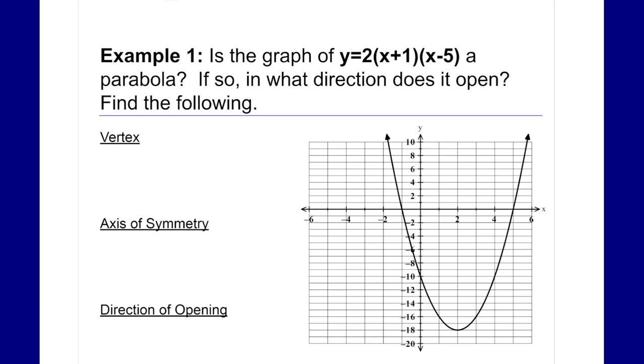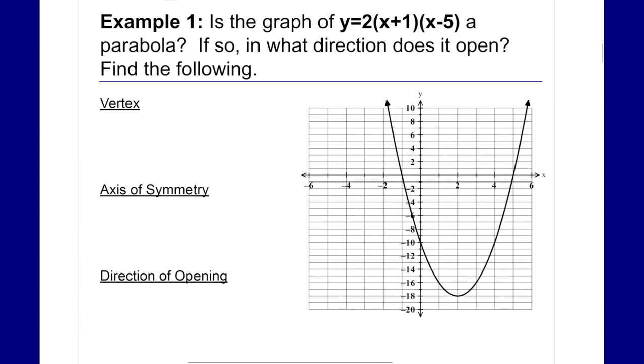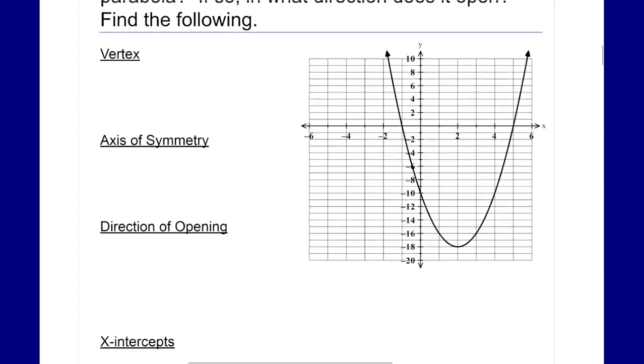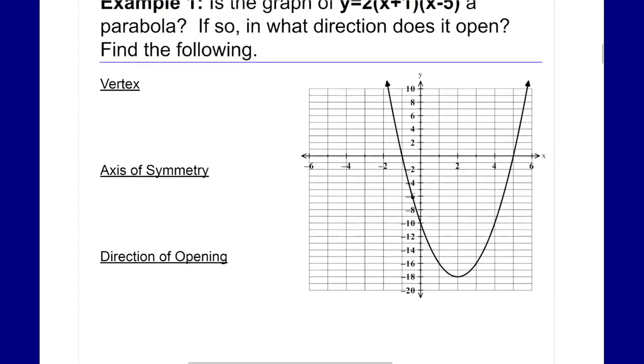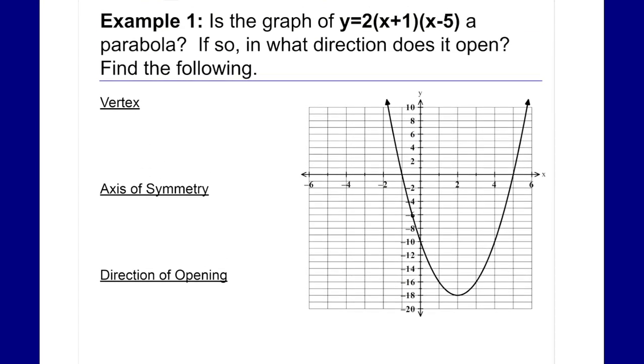And if so, in what direction does it open? And then we want to find the following: the vertex, the axis of symmetry, the direction of the opening, and the x-intercepts. So I've already gone through and graphed this equation using technology, and we can see here that this equation does graph a parabola. And the direction that it's opening, I can tell already it opens up.